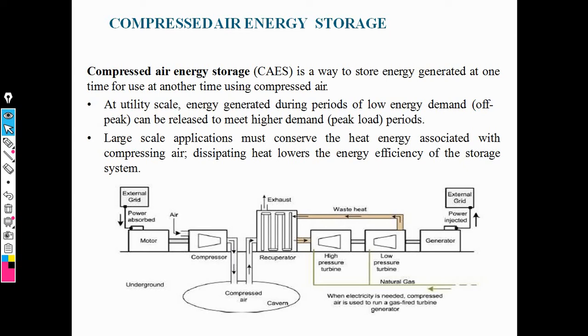At that instant, the compressed air is inserted into the turbine, and the turbine consists of two types, that is, high pressure turbine and low pressure turbine. That means these two, the high pressure turbine and low pressure turbine, and a large amount of energy is inserted into the turbine. Then this energy is converted into electrical energy.